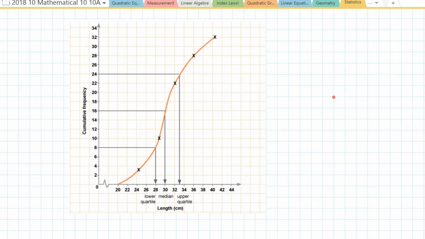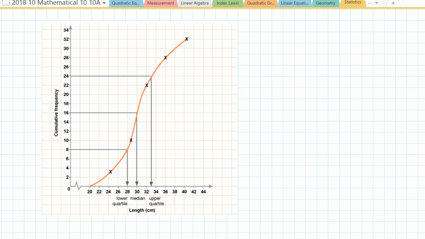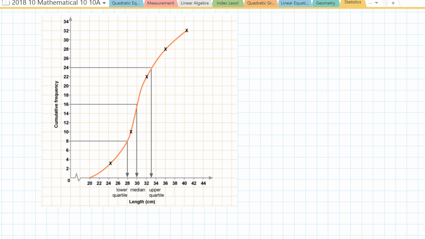All right. Now, again, different data set. Let's assume this is, well, they've given us length. They don't say length of what. Given it goes from, say, 20 centimeters to 41, let's pretend it's length of girl's hair. And we can see straight away there are, well, 32 girls is the cumulative frequency. So therefore, then this here is the girl with the longest hair is down at 41.